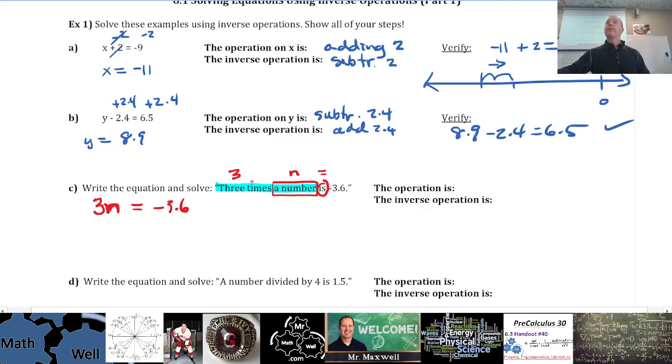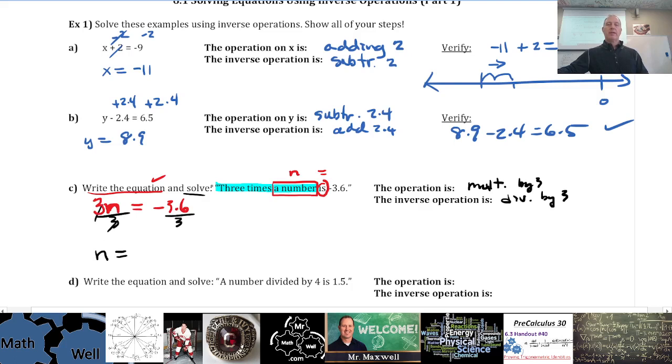How are we doing with that? You guys okay with that? Okay. It says write an equation, so good, we got that in red. Let's solve now. The operation on n is multiplying by 3, so the inverse operation is dividing by 3. So let's divide by 3. I'm going to show that by just doing this. Divide by 3, divide by 3. The 3's are gone. I have n all by itself.